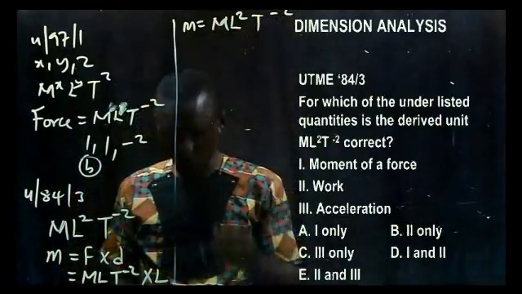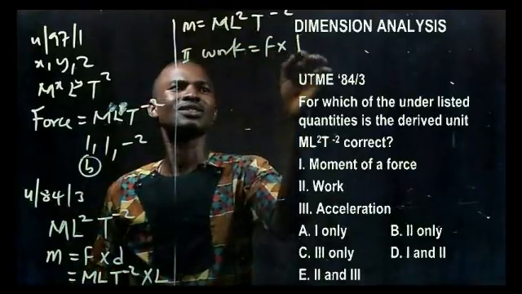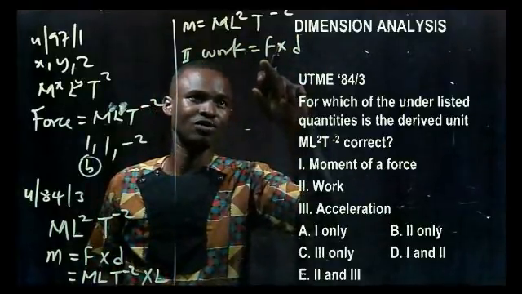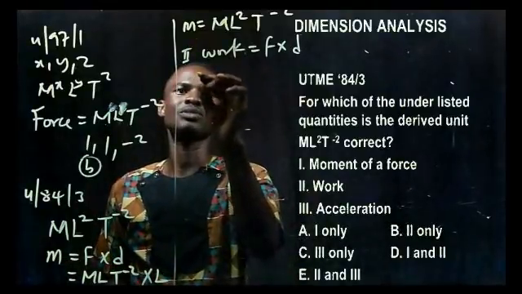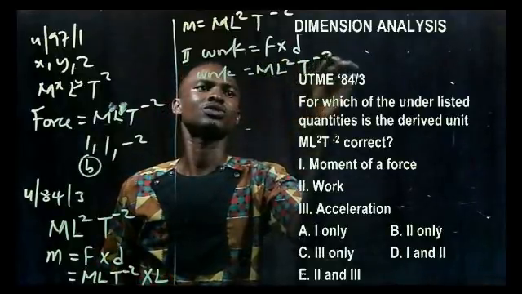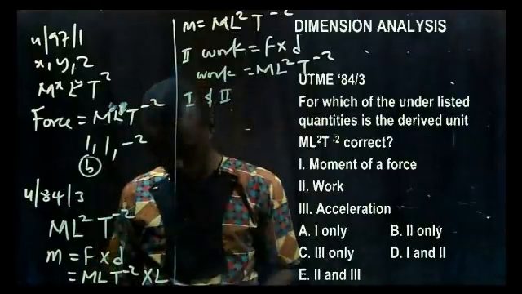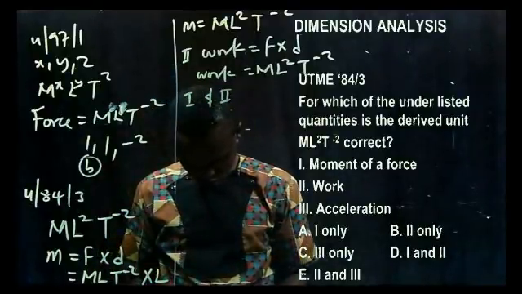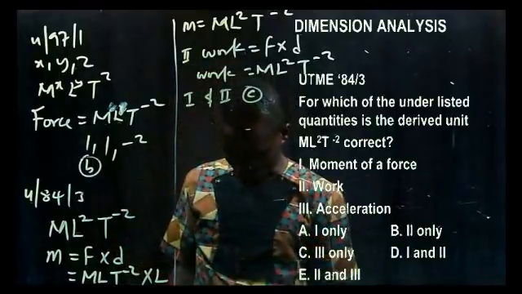Now Roman figure 2 is of course work. Work again is force times distance. So you are going to get the same dimension for work as the dimension you have for moment of force. That means work is equal to M L squared per T squared. So the correct answer is Roman figure 1 and Roman figure 2. That will bring us to option C is correct. That's for UME 84, question 3.